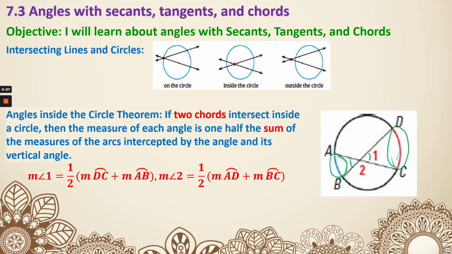As for angle 2, that is going to be this side of the vertical angle with angle 2, and the arcs would be BC and AD. So we add the arcs together, and half of it, that's going to be angle 2. That's what the theorem is saying.